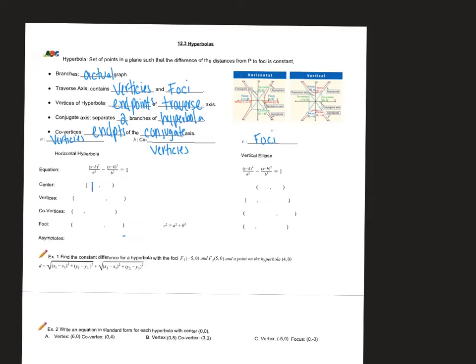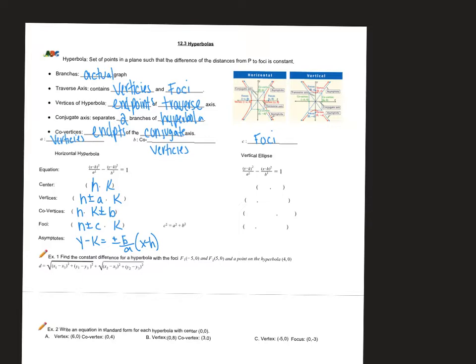So just like always, our center is at (h, k). My vertices are at (h plus or minus a, k). My co-vertices are at (h, k plus or minus b). My foci are going to be at (h plus or minus c, k). And my asymptote is going to be y minus k equals plus or minus b over a times (x minus h).